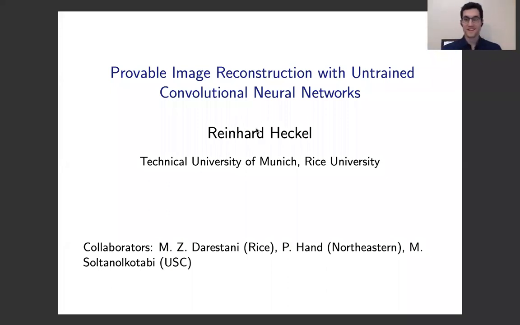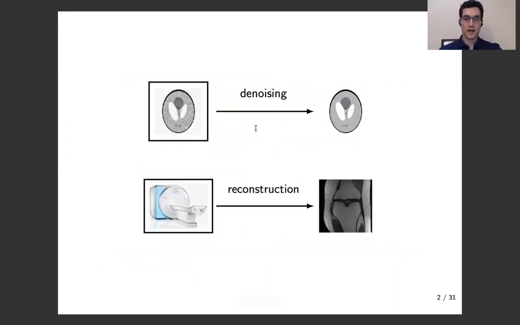All right, many thanks. I'm really happy to be here. So what I want to do today is share some of the results we have on using neural networks to do image recovery. That's a project I've been working on for a few years with some of my collaborators, particularly Mohammed, who is a student at Rice, Paul Hand, and Mahdi Soltanolkotabi, who are at Northeastern and at USC. All right, so here's the kind of problems I want to talk about.